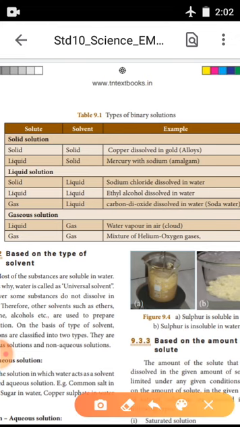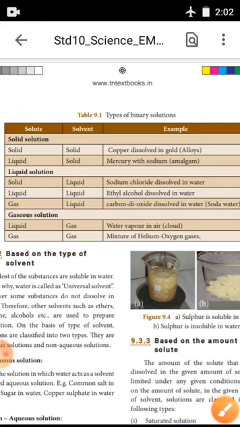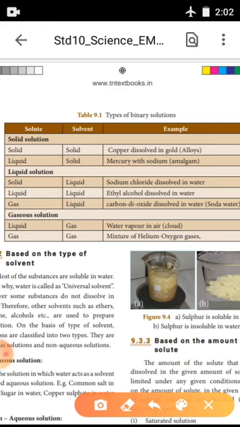So in table 9.1, this is important. They are asking 2 mark questions and 1 mark questions and 4 mark questions. So learn well. Okay, so see the solute column. We have 3 types of binary solutions. One is solid solution, another one liquid solution, and gaseous solution. Okay, so first one, solid solution.